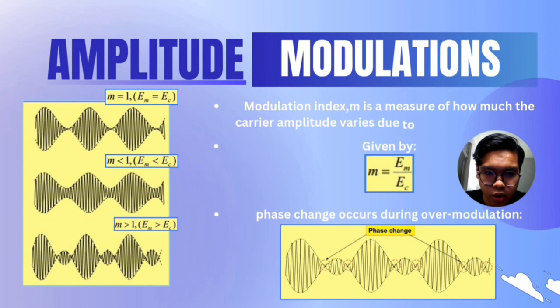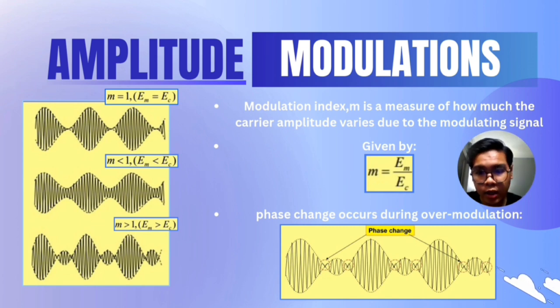Modulation index is a measure of how much the carrier amplitude varies due to the modulating signal. The equation is given by m equals Em over Ec. Em stands for the peak amplitude of the modulating signal, and Ec stands for the peak amplitude of the carrier signal. Let's take a look at the graph over left here.